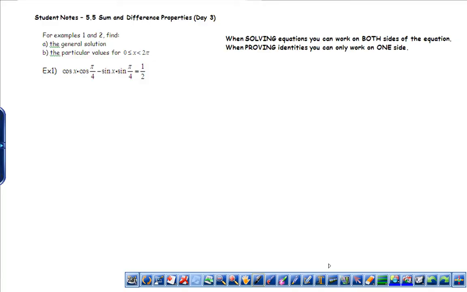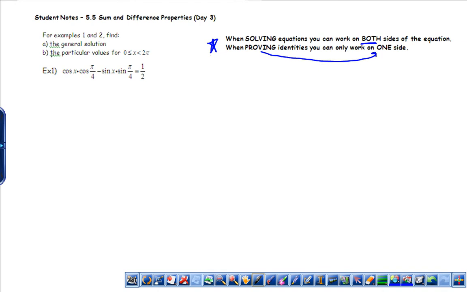This is 5.5, Sum and Differences, and this is day 3 of these notes. Something I wanted to point out on the right side: when you're solving equations, like we're doing on today's notes, you can work on both sides of the equation. When you're proving, you can only work on one side, and this is very, very important.